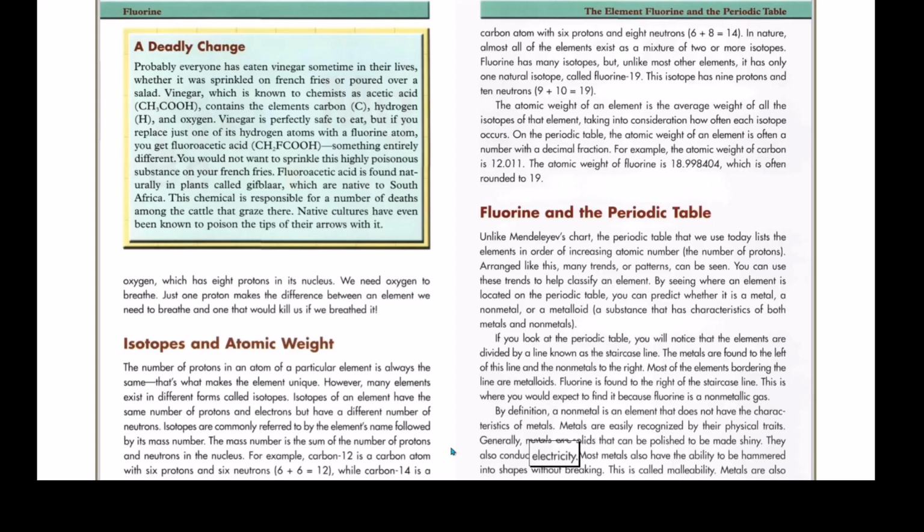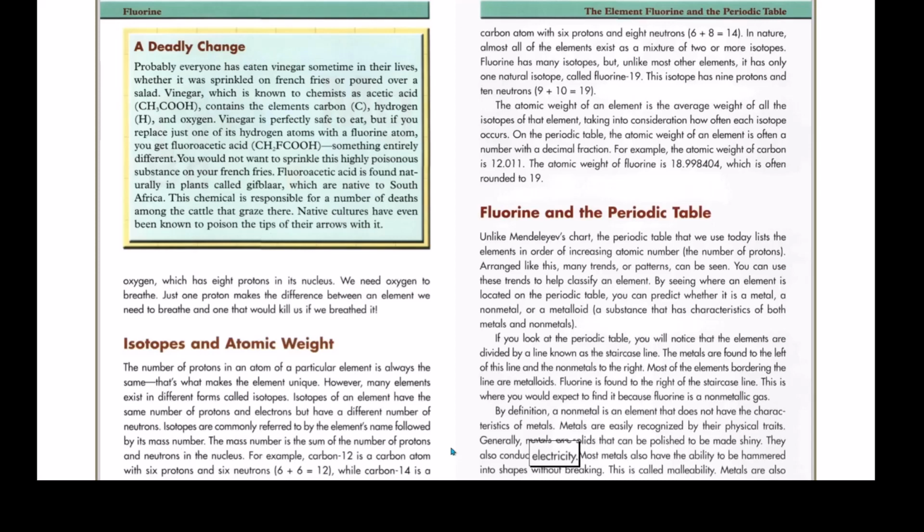both metals and non-metals. If you look at the periodic table, you'll notice that the elements are divided by a line known as the staircase line. Metals are found to the left of this line and non-metals to the right. Most of the elements bordering the line are metalloids. Fluorine is found to the right of the staircase line. This is where you expect to find it because fluorine is a non-metallic gas.